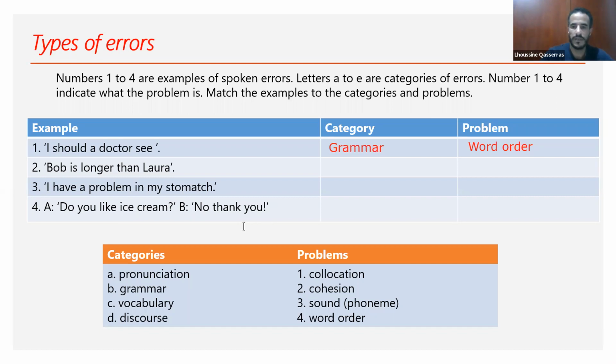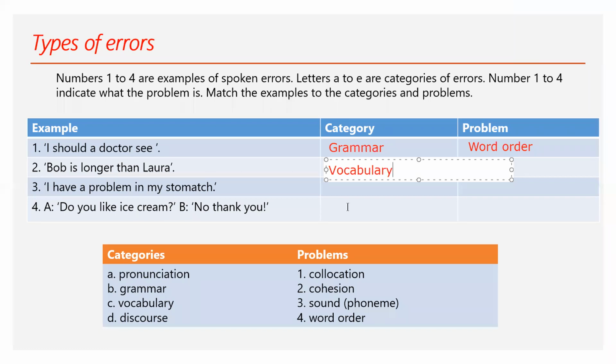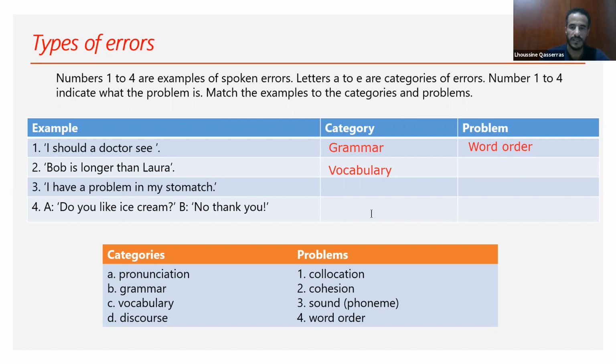So what do you think about number 2? Any volunteer? Sir, can I talk? Yes, please. I think vocabulary. Wonderful. Yes, it's vocab. Great. And what's the problem? Bob is longer than Laura. Cohesion? Yes, it means cohesion. And what do you think? Fatima, Zara, collocation, Anas, thank you. It's collocation because longer, we use it with things, taller with people.